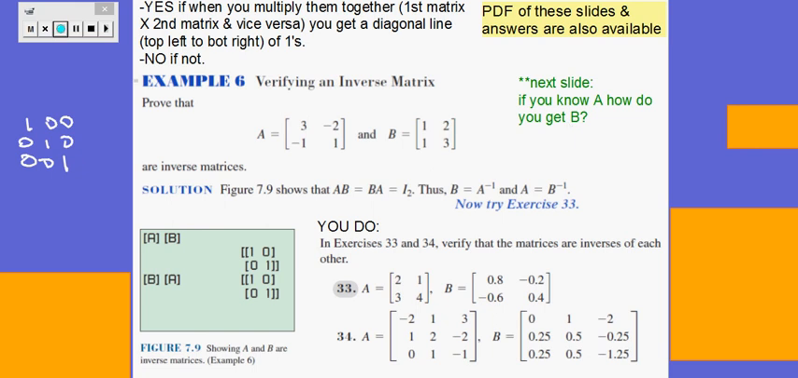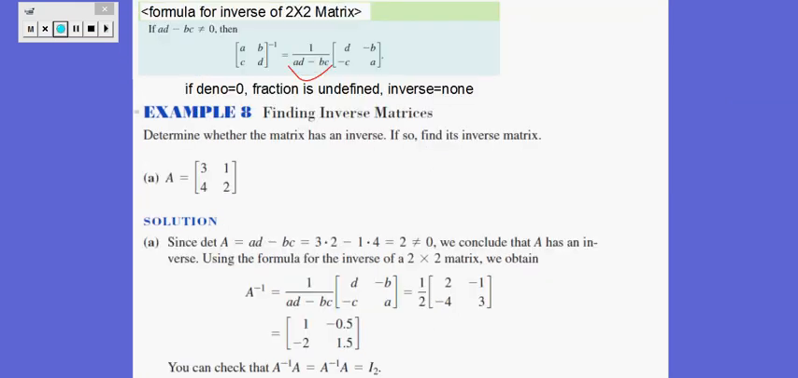So here we go. Next slide. Here's basically a general formula: A, B, C, D. And this little -1 exponent means inverse. So the inverse of a 2 by 2 matrix, you just follow this formula right here. Let's see it in action.